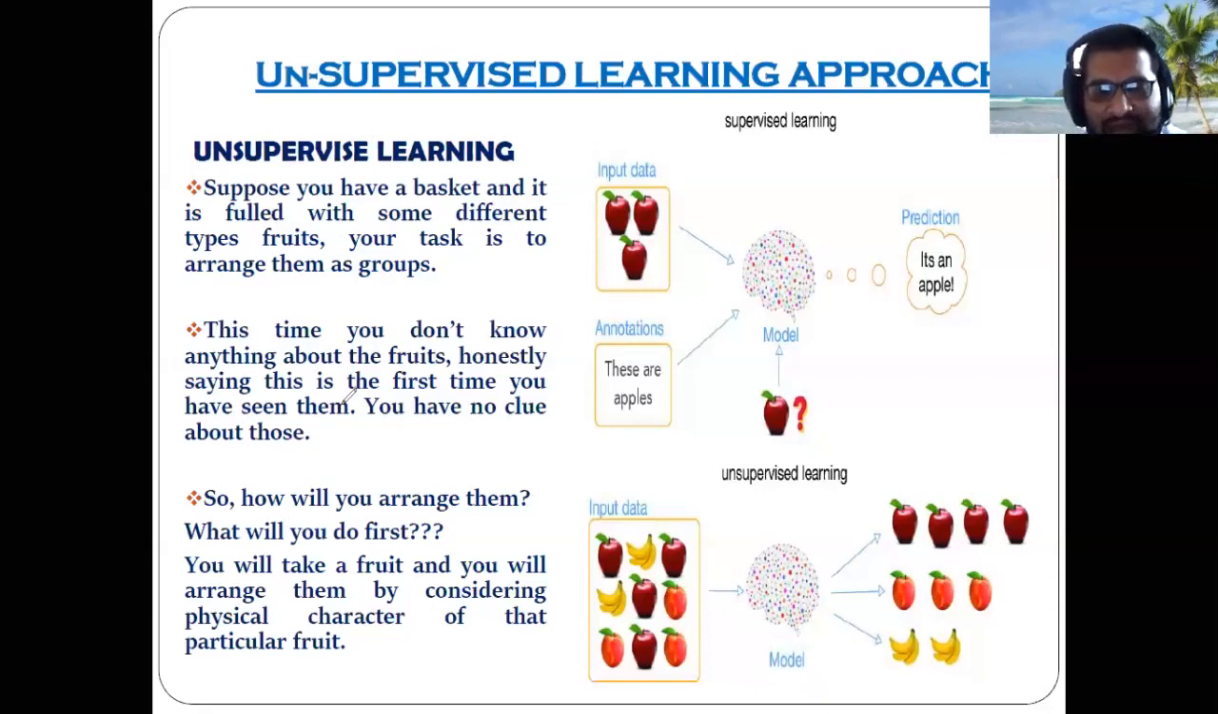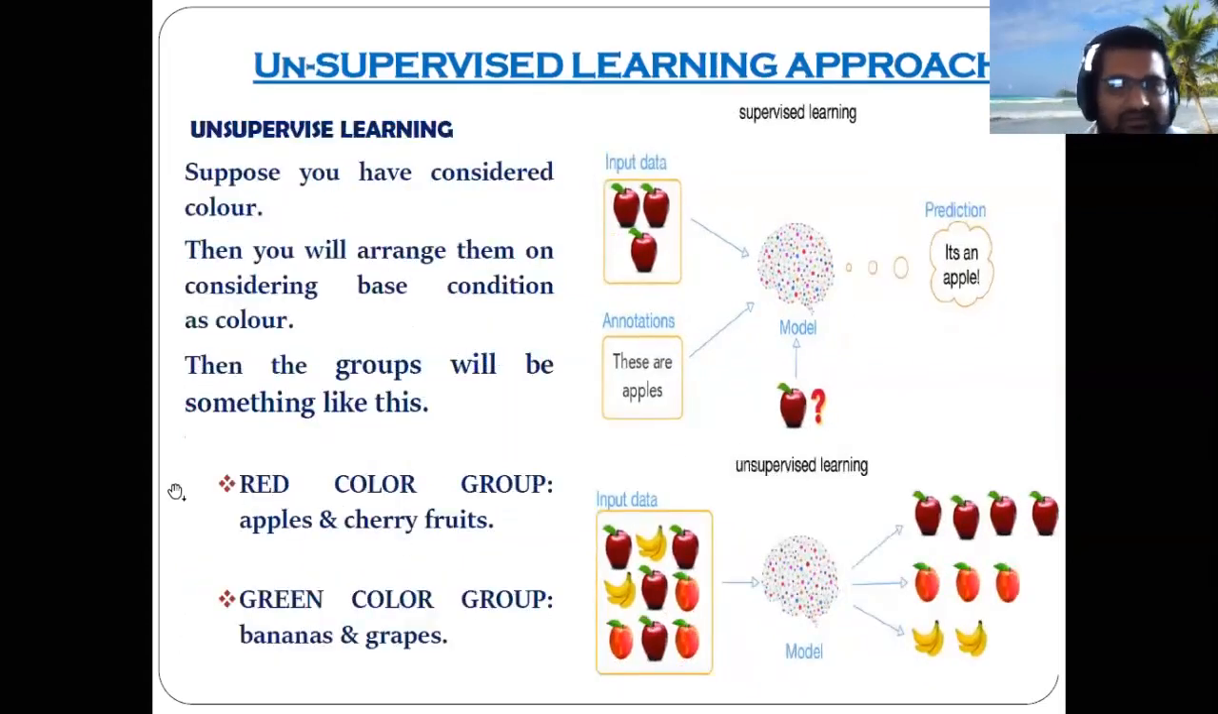You don't know which is an apple, which is a cherry, which is a banana. You don't have any clue about this. Now, how will you arrange them and what will you do first? Physical character. Size, color. So you will consider the physical character of that particular fruit. You will think about the physical character of that fruit.